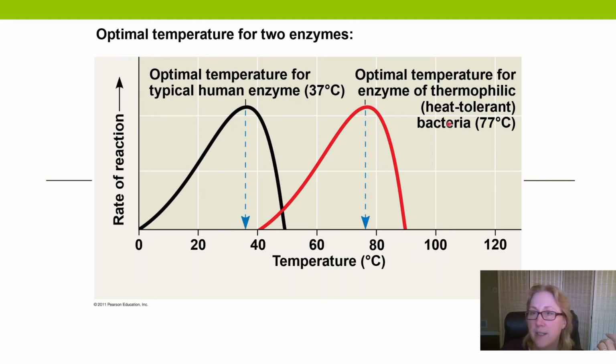But organisms that live at other temperatures, like heat-tolerant bacteria or Archaea, have enzymes with other optimal temperatures at the environment that they live. In fact, we use one of these heat-tolerant DNA polymerases for PCR. So we would expect an organism that lives at 70 to 80 degrees C to have enzymes that work best around their optimal temperature.